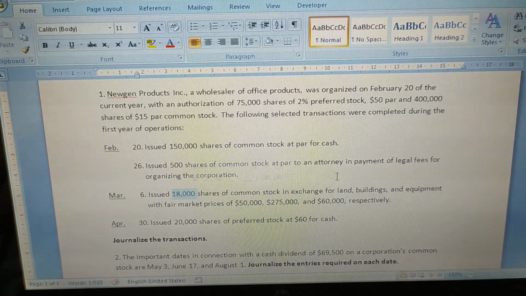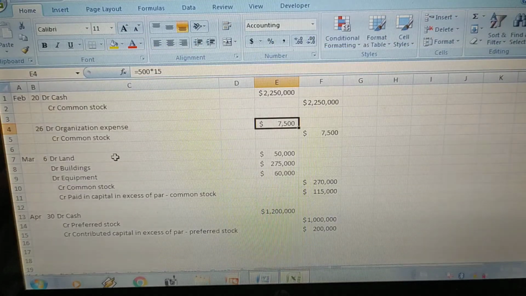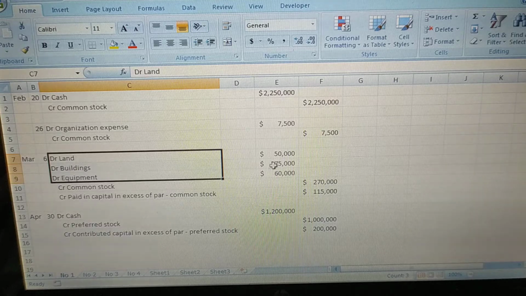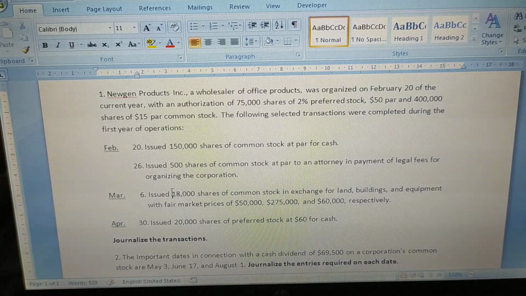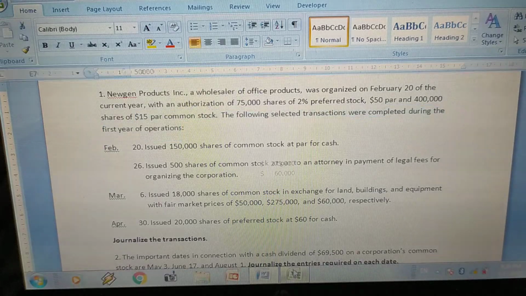And then for March 6, we issue 18,000 shares of common stock in exchange for land, building and equipment with fair market prices of $50,000, $275,000 and $60,000 respectively. So land is $50,000, building is $275,000 and equipment is $60,000. So we debit 3 of them. After we sum 3 of them, we get the total of $385,000.